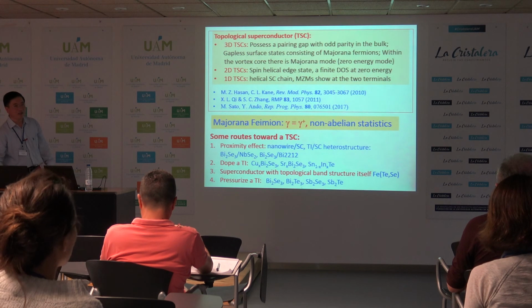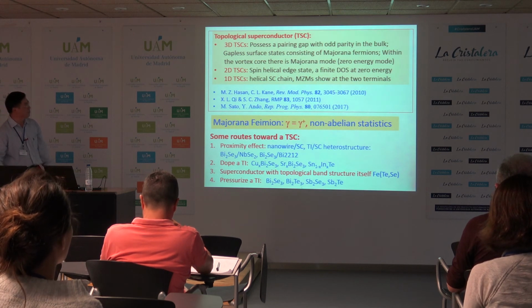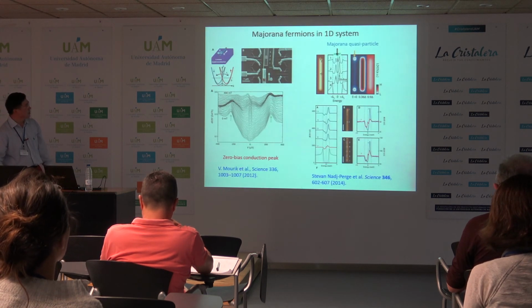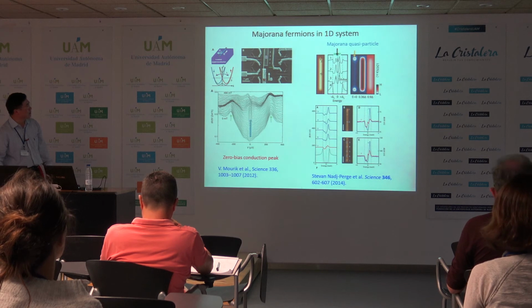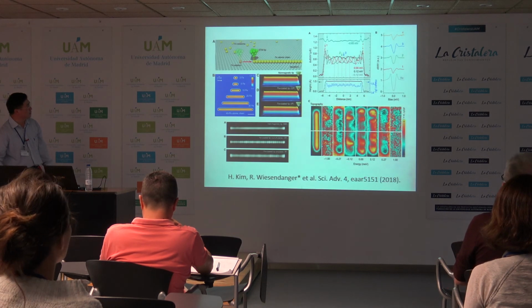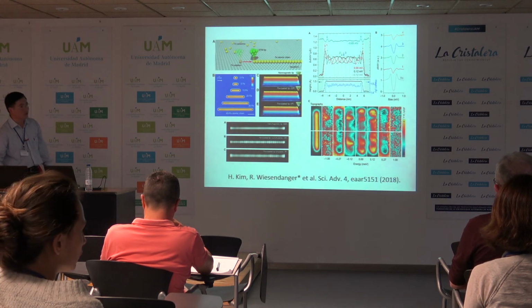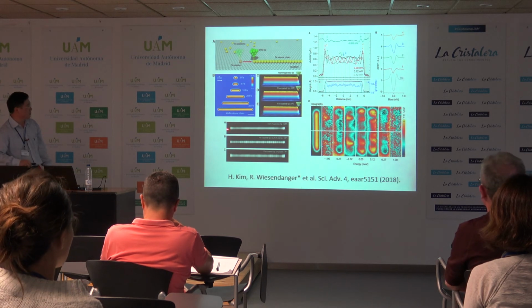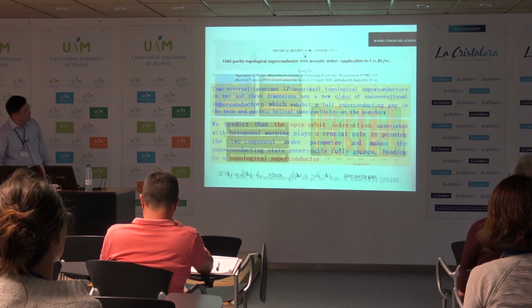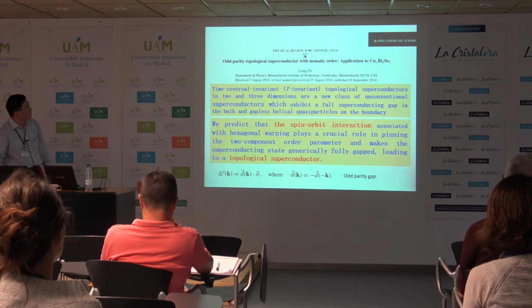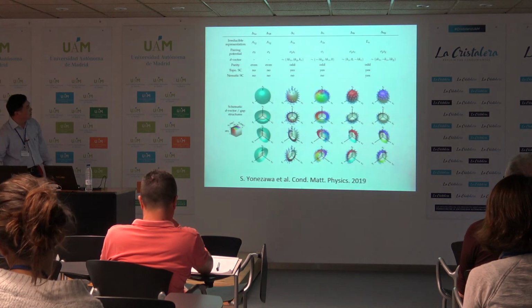I think Yulan will give you more description of the experimental data. There is some preliminary data for a one-dimensional superconductor on the terminal of this Z5 zero bias conductance peak, which could be a Majorana mode.